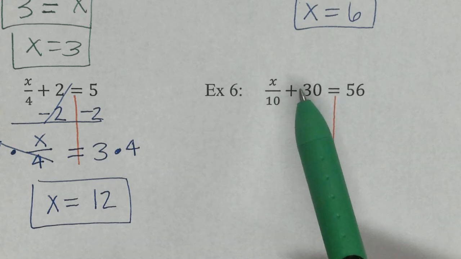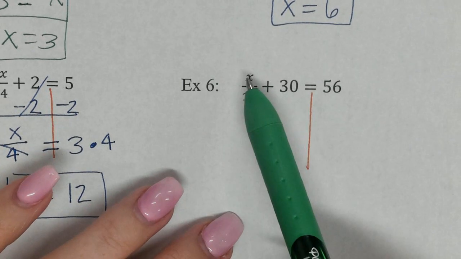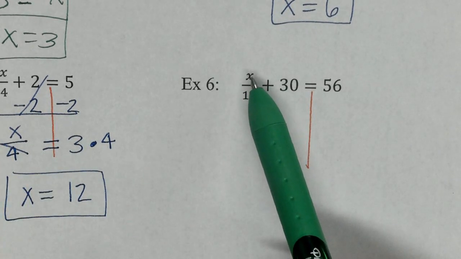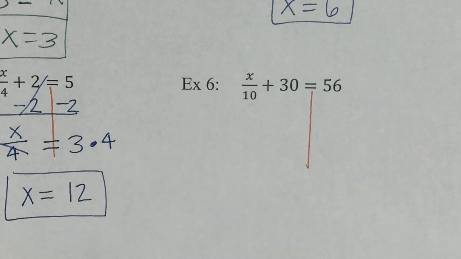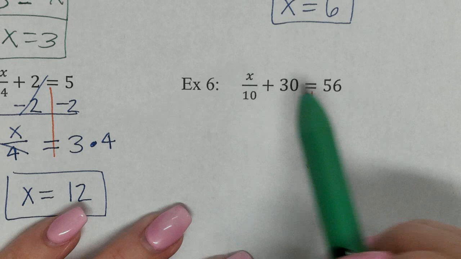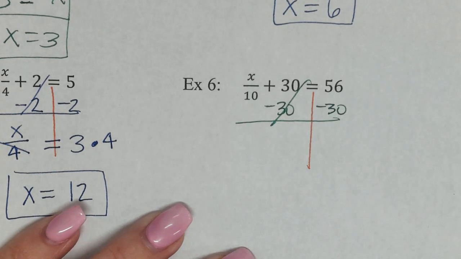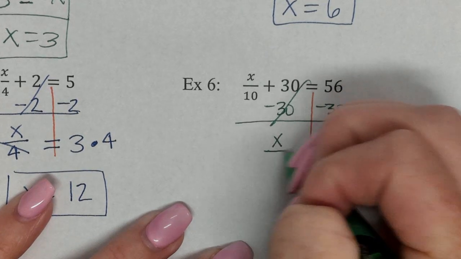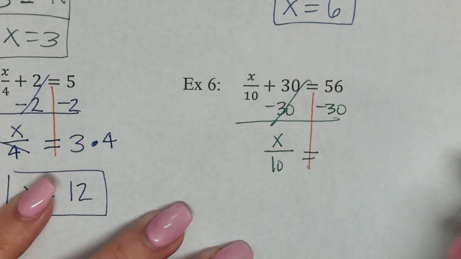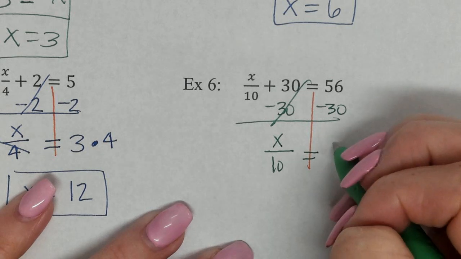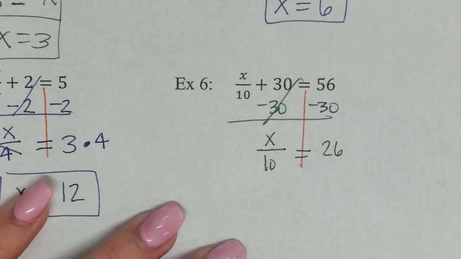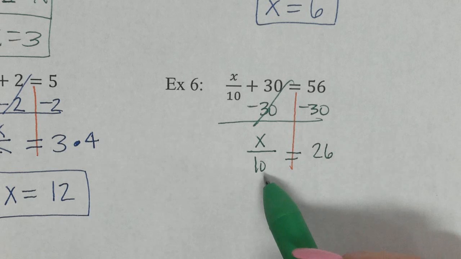What is your goal? I can't hear y'all. To get the x by itself, what has got to go? The 30 and the 10. Which one goes first? Why? Because it's not attached to the x. How do I get rid of a plus 30? Minus 30. That cancels out. I am left with x divided by 10 equals 56 minus 30, which is 26.